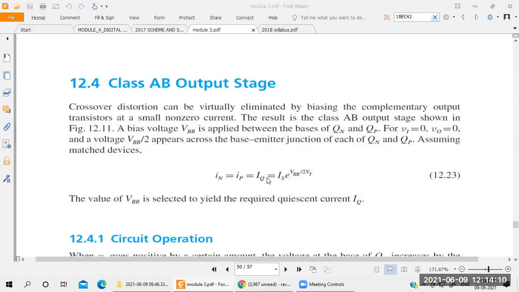Okay, class AB amplifier. What is the output curve? What is the output curve for the class AB? What is the efficiency of the class AB? How did we get the class AB output waveform?